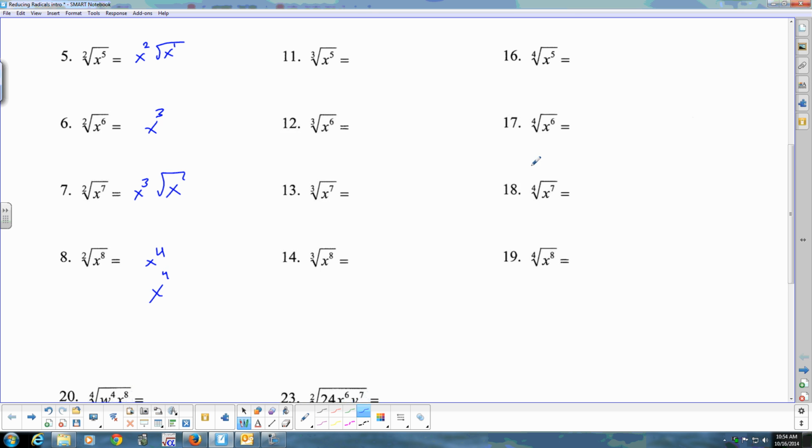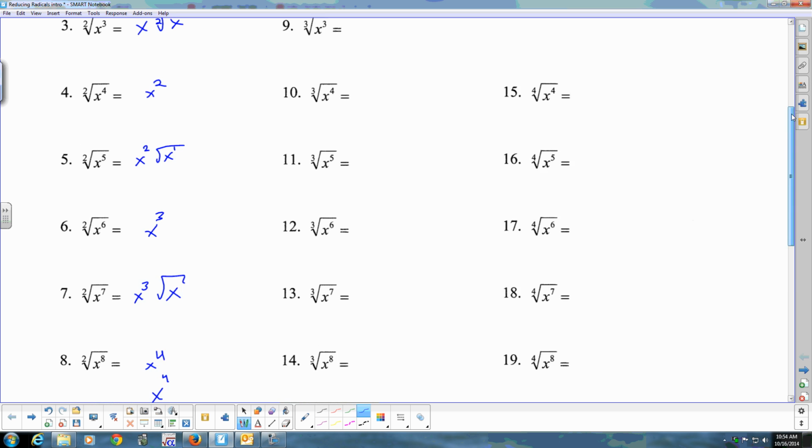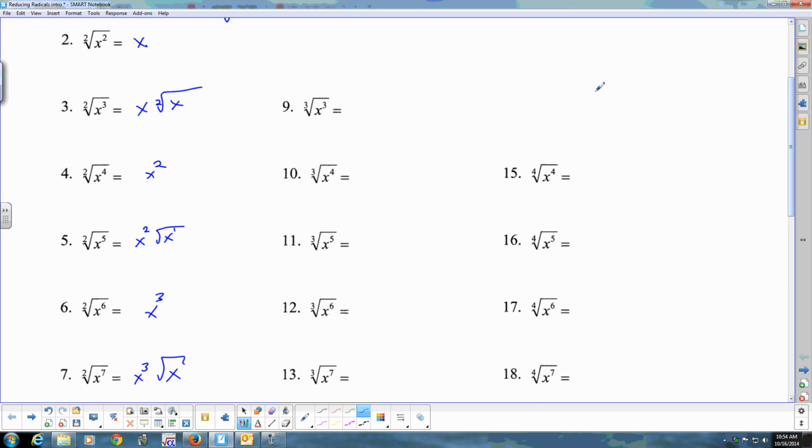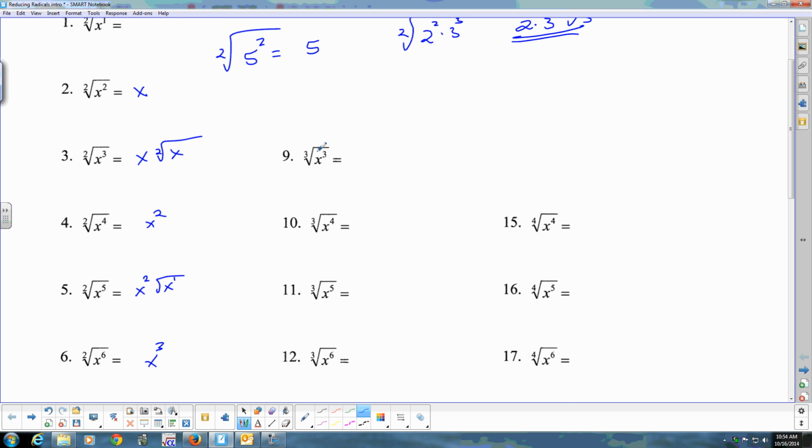There we go. Now if we change it up and start doing things other than square roots, okay, I don't think there's a 1 above it. Nope. So 3 goes into 3 once, so you just get x. 3 goes into 4 once, with 1 left over. But if I leave it like this, that means that it's a square root. It's not a square root, it's a cube root. So I put a 3.